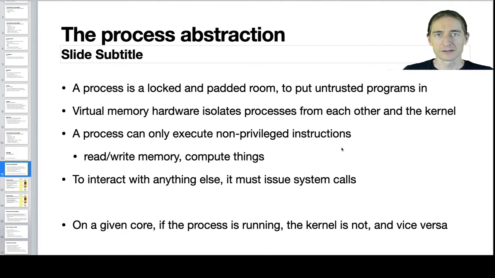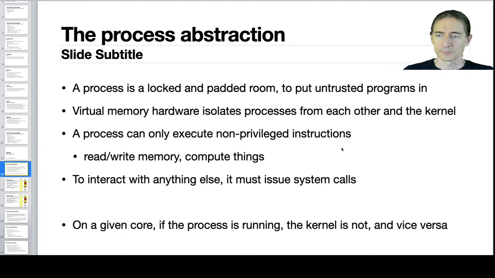Primarily, this is implemented through what's called virtual memory hardware. This allows the operating system to say what parts of the memory are accessible to a given user, and then there are some instructions that are privileged, that only the kernel may execute. You don't need much more than that to create the process abstraction.